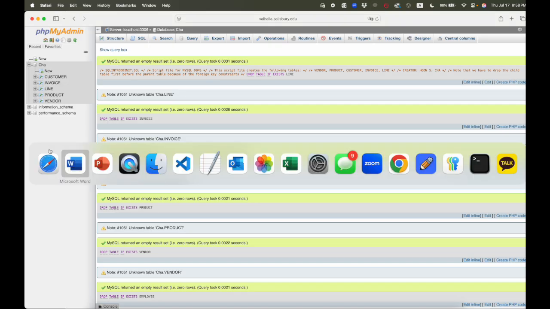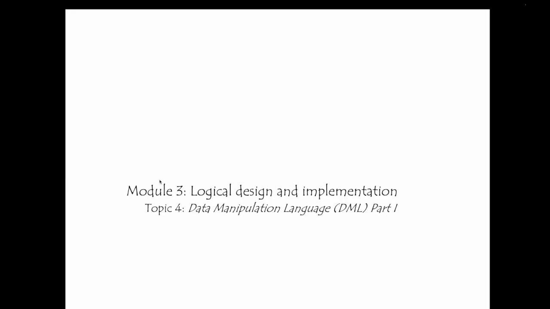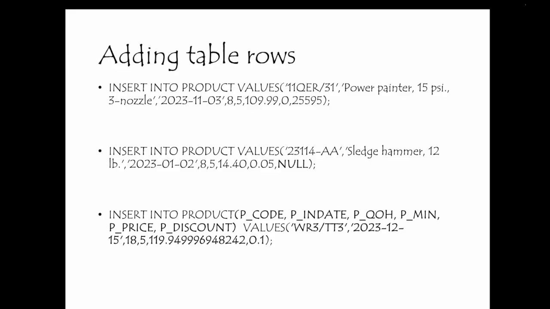Okay, so now we are ready to use some data manipulation language. The first one is insertion. So we want to create new data in the table. As an example, here I give you 3 insert into statements. To add data, the SQL syntax is insert into followed by the table name. So insert into the product table, and to add values, the keyword values follows, and inside the parentheses, we list all the values.